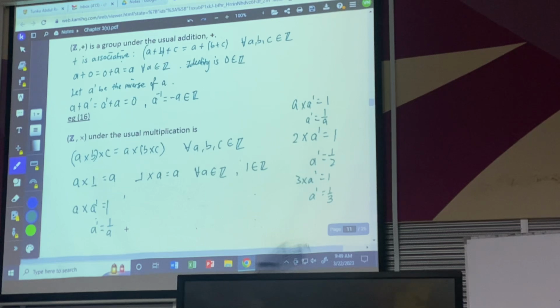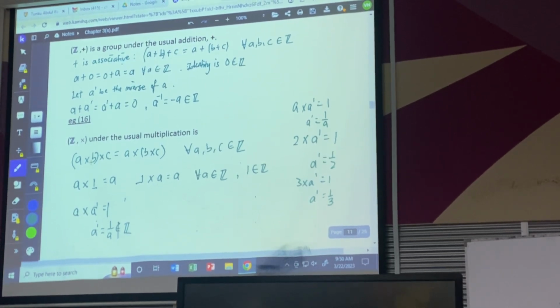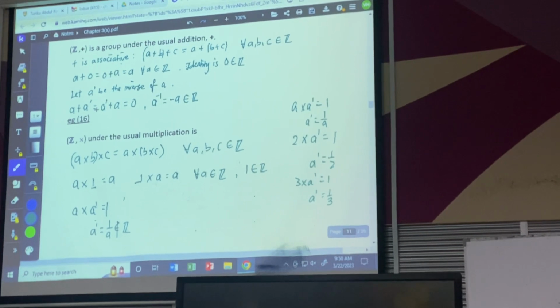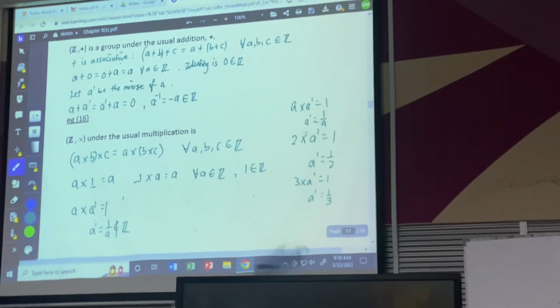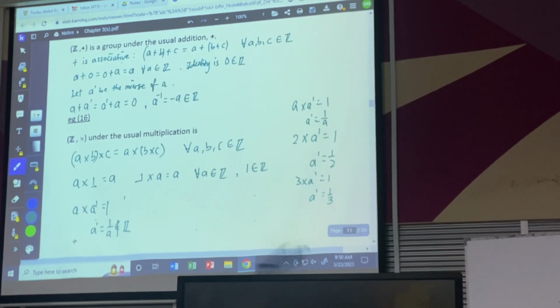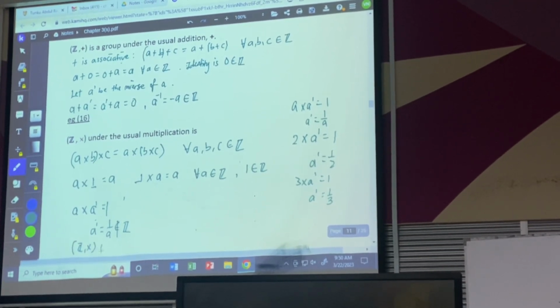Does it become an integer? No, right? So 1 over a now does not belong to integer anymore. If the 1 over a does not belong to integer, can you say that the 1 over a is the inverse in this set given? Cannot. So if the inverse is not in the set given, that means, is this a group? No. Okay? So, the conclusion is, the integer with the multiply is not a group.